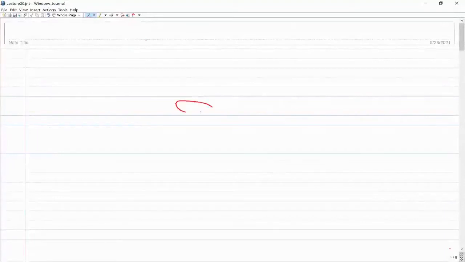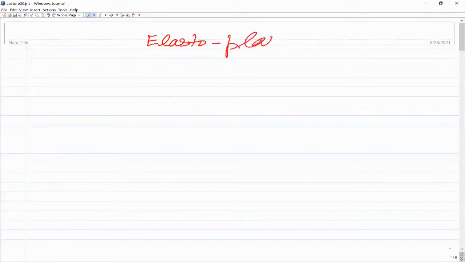So last class, I discussed overall how to evaluate stresses. So today I am first going to discuss the overall solution, how it will proceed. So let me continue with this. Elastoplastic analysis. So I am going to discuss the overall algorithm.